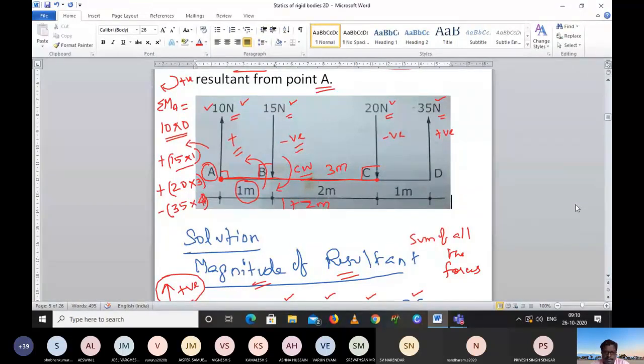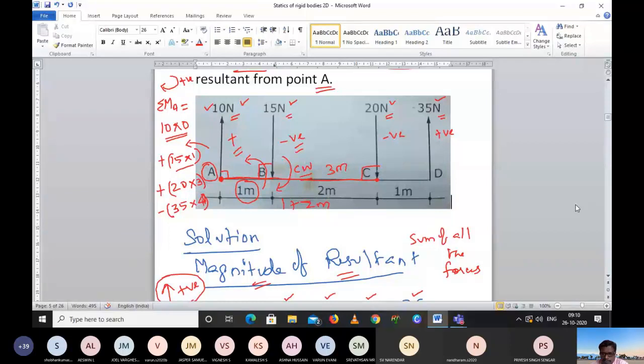Similarly, for the 20 Newton, we again take the distance from A because we are calculating the moment about A. The A to C distance is 3 meter. Don't take the B to C distance, take A to C.